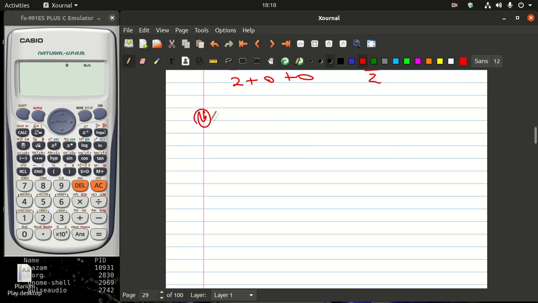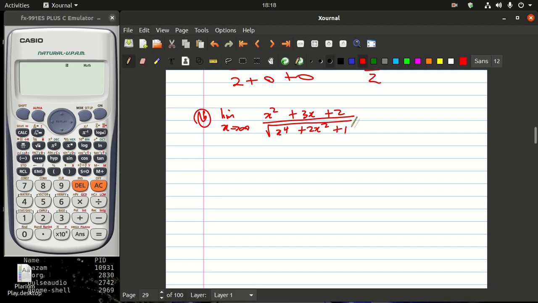Let's go to B now. B is saying that we want to evaluate the limit as x approaches infinity of x squared plus 3x plus 2, all over the square root of x to the power 4 plus 2x squared plus 1.